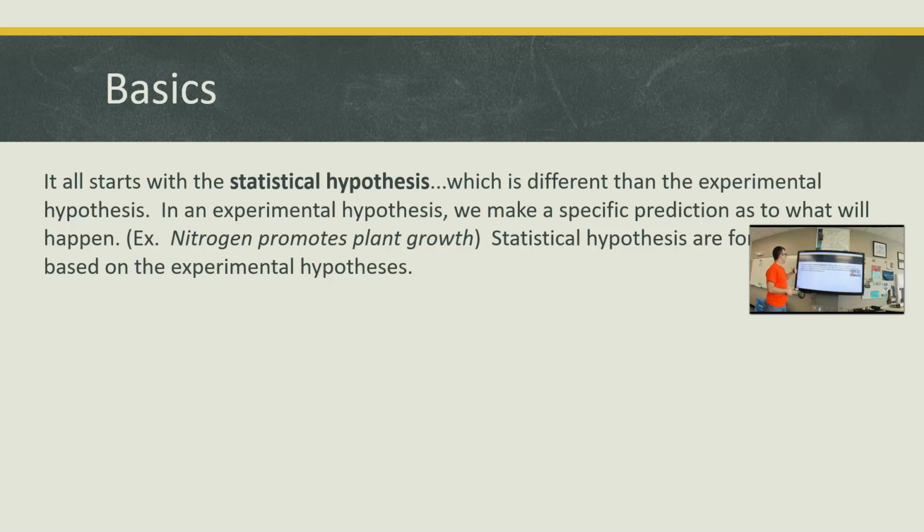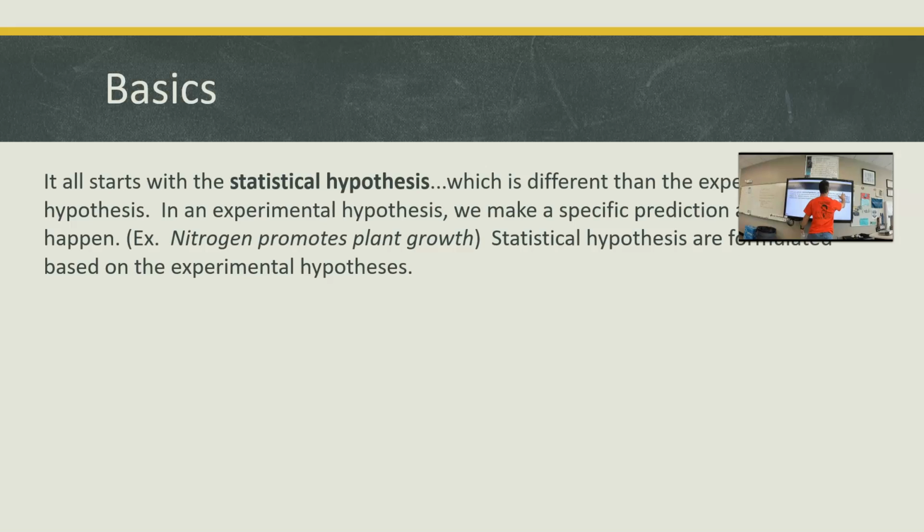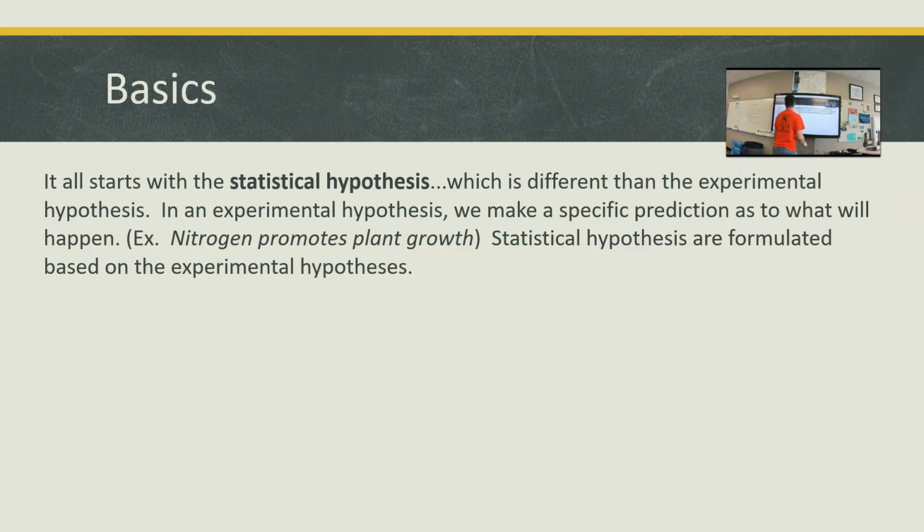So it all starts with what we call the statistical hypothesis, which is a little bit different than what you would call your experimental hypothesis. In an experimental hypothesis, we make a specific prediction as to what will happen. For instance, you would say nitrogen is going to promote plant growth. All right, that would be a hypothesis. If I give a plant more nitrogen, it will grow more or faster. Statistical hypotheses are formulated based on the experimental hypothesis.